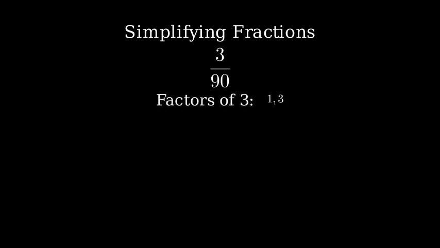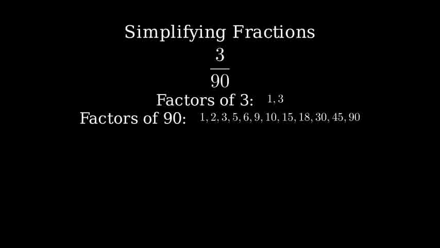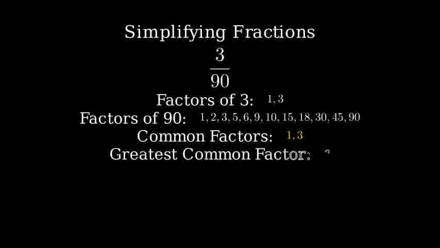Let's start by finding all the factors of 3. 3's factors are 1 and 3. Now, let's find all the factors of 90. Let's find the common factors between 3 and 90. Looking at both lists, we can see that 1 and 3 are common to both numbers. The greatest common factor is 3.